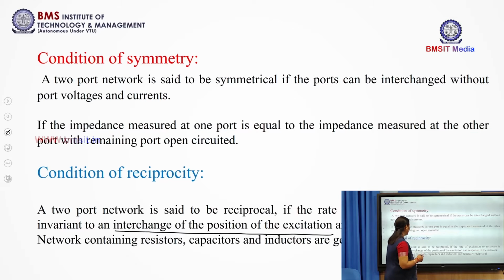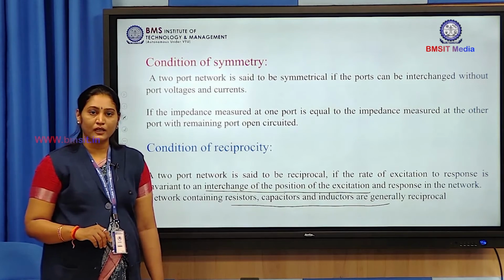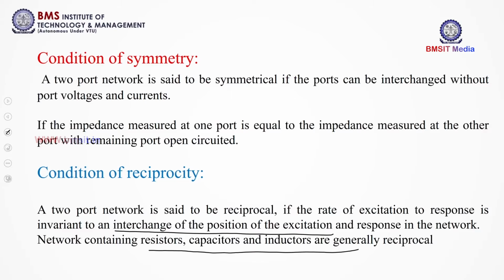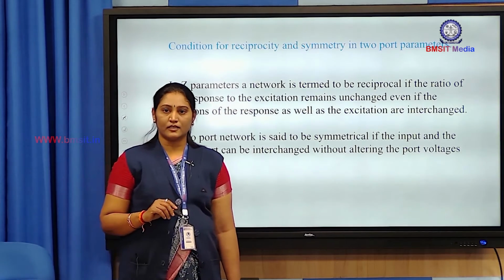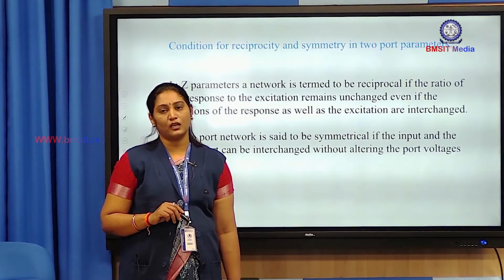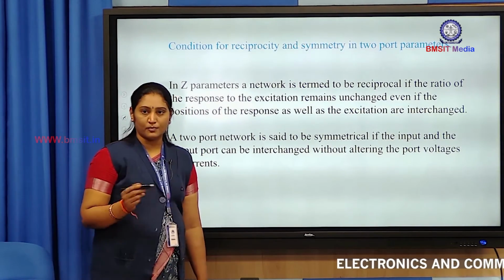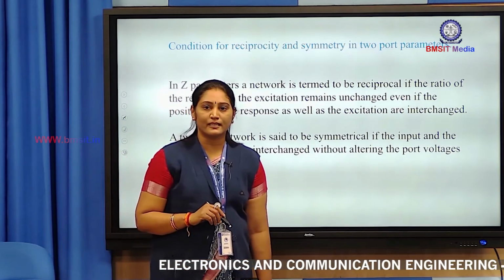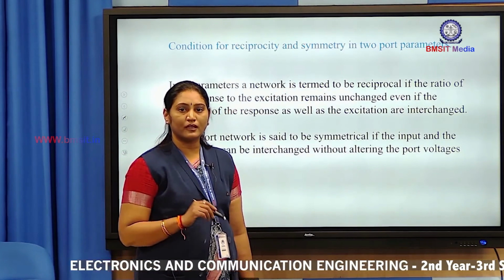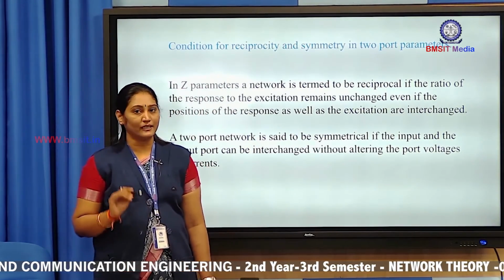Okay, all these networks and these elements in the network, if it is present in the network, we call that network as reciprocal. So now we have to prove whether the Z parameters are reciprocal and symmetrical as well. In the Z parameters, a network is said to be reciprocal, we know, if the ratio of the response to the excitation remains unchanged even if the positions of the response as well as the excitation are interchanged.